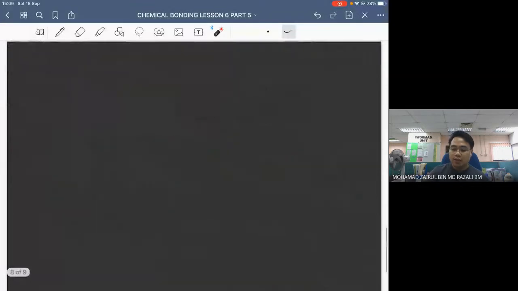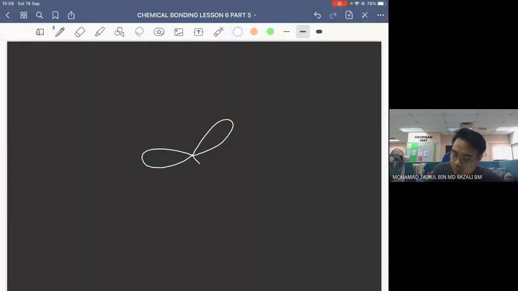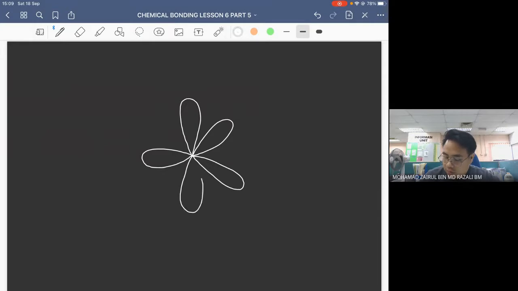Okay, so we draw the sp3d hybrid for sulfur. So you need to draw the equatorial position first. So 1, 2, 3. Okay, and then we draw the axial, 1 and 2. Okay, so label sp3d. Label each lobe with the name of the hybrid. Okay, sp3d. And this one also sp3d. Okay, and then draw the pair of electrons.